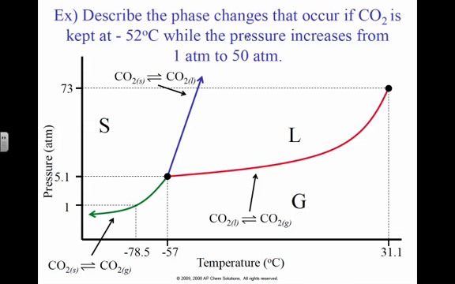Describe the phase changes that occur if carbon dioxide is kept at negative 52 degrees Celsius while the pressure increases from 1 to 50 atm. So here's negative 52 degrees right here. Here's 1 atmospheric pressure. As I start to go up here, in step 1, it's just a gas. Once I hit this line, however, it's the boiling process, so I have liquid and gas. If I keep going, this is just a liquid. Once I hit the blue line, that's that liquid turning into a solid, which is called freezing. And then beyond that point, you just have a solid.